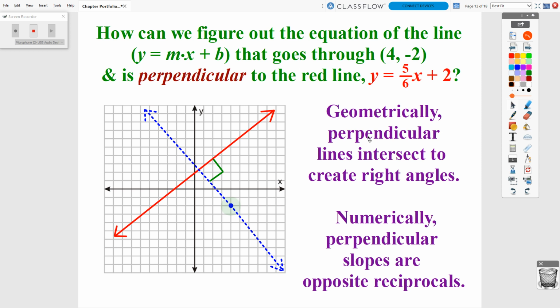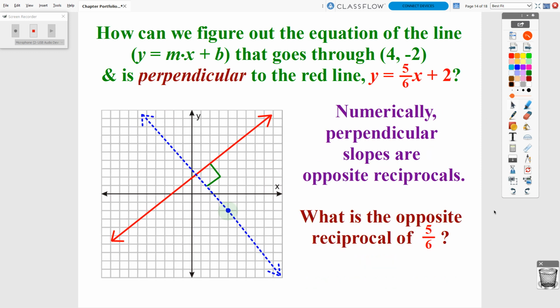So geometrically, perpendicular lines mean that when they intersect, they're making 90-degree angles, right? They're making right angles here. Now, numerically, and this is where we're going to need this more than anything, numerically on a graph, perpendicular slopes are what we call opposite reciprocals, or you might see them referred to as negative reciprocals. So what does that mean? What is the opposite reciprocal, right? Because this red line had a slope of 5/6, so the blue line is going to have a slope that is the opposite reciprocal of 5/6.